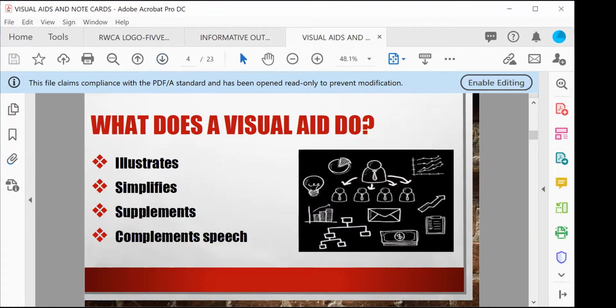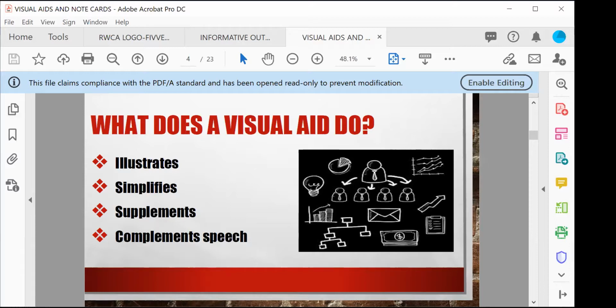Okay. So what does it do? Illustrates. To illustrate means to show. If I say that something is very tall, I can give an example of what really tall looks like next to something that's not so tall, if you will. So it shows me something, illustrate.